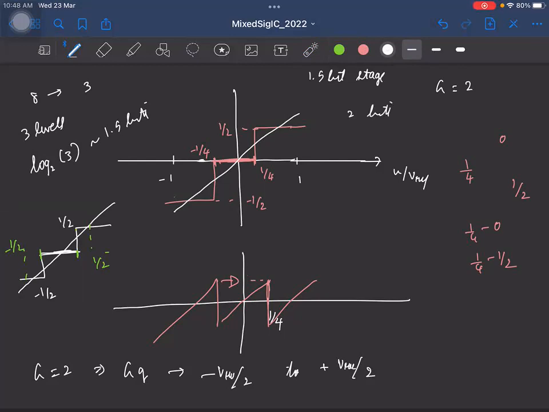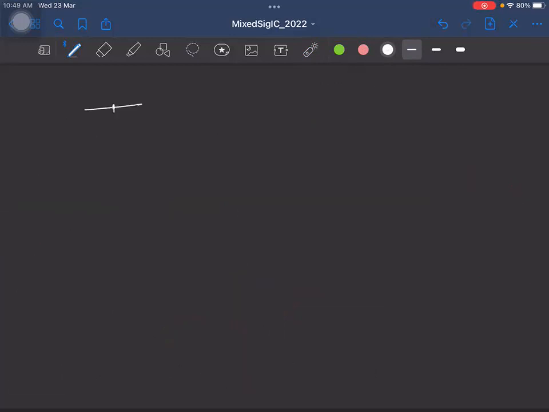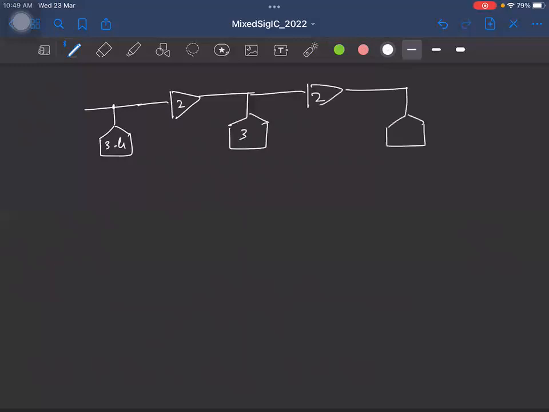Okay, so let me explain one last thing before concluding. So let's say this is a 3-level quantizer. I have a gain of 2, one more 3-level, gain of 2. And let's say this is a 4-bit ADC. So now can you quickly tell me what is the effective resolution? 6 bits, okay. Is that fine? 6, right? So I have 4 bits plus 1 plus 1, that's all, okay.